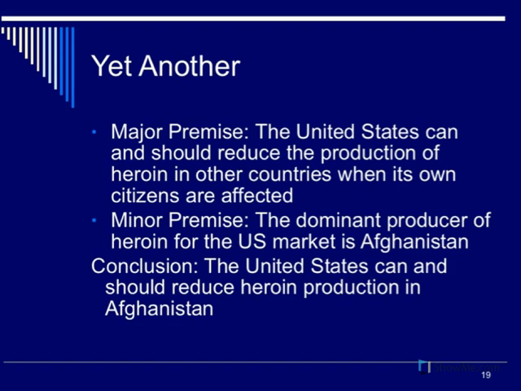Now let's look at something just slightly more complicated, but still follows the same basic structure. The major premise here is that the United States can and should reduce the production of heroin in other countries when its own citizens are affected. The minor premise, which once again follows as a result of that general truth here, the dominant producer of heroin for the United States market is Afghanistan. Therefore, what logically you can deduce from that is that the United States can and should reduce heroin production in where? Afghanistan. And this is the type of deductive reasoning that people do on a regular basis.